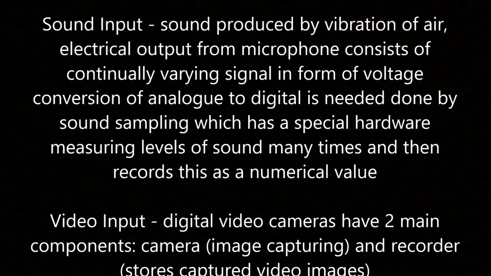Sound input is when sound is produced by a vibration of air and electrical output from a microphone consisting of a continually varying signal in the form of voltage. Conversion of analog to digital is needed, done by sound sampling, which is special hardware measuring levels of sound many times and then recording this as a numerical value. Video input: digital video cameras have two main components, a camera for image capturing and a recorder for storing captured video images.